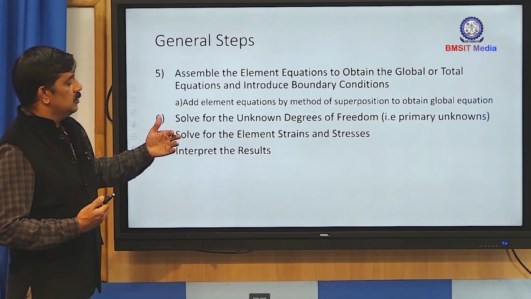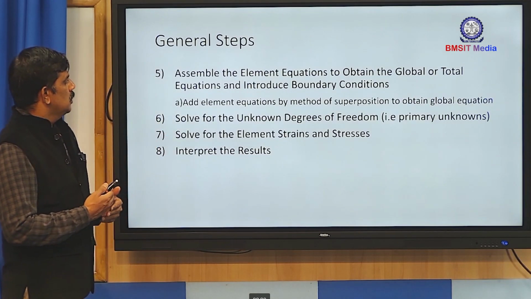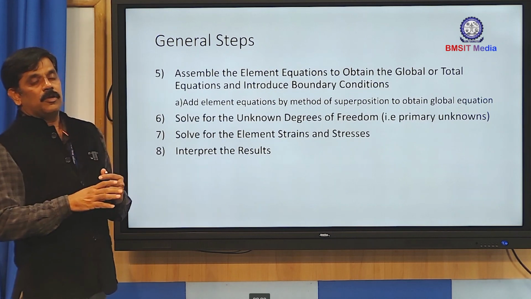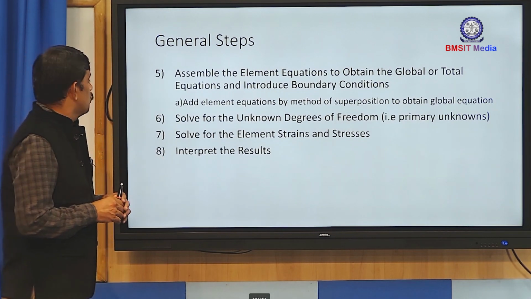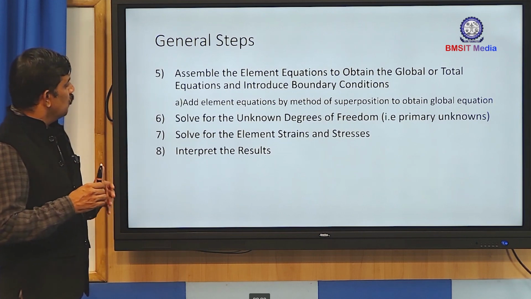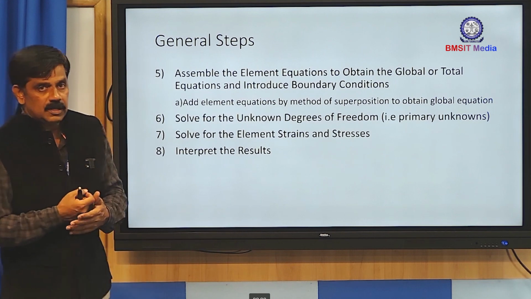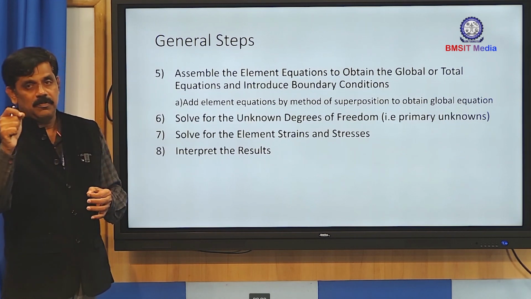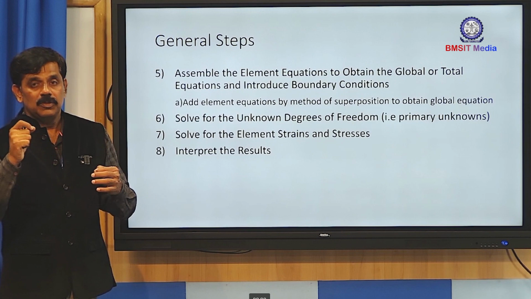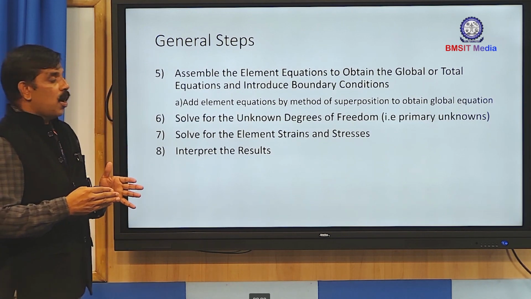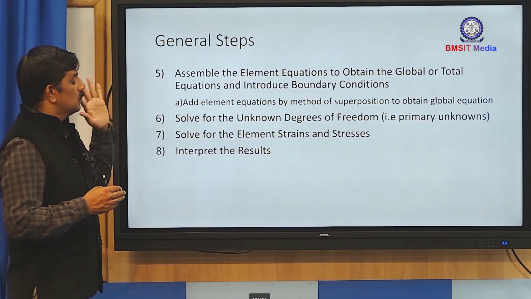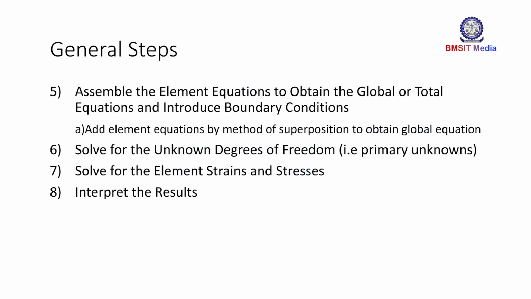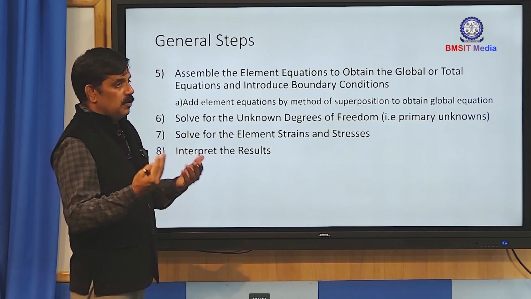You have to assemble the element equations, that is, the element stiffness matrices, the element force vectors, and the element displacement vectors, to get the global equilibrium equation. Then from the global equilibrium equation you have to solve for the unknowns. If you are going for structural analysis, most of the time the unknowns are displacements. Suppose node 1 displacement is u1, node 2 displacement is u2, node 3 displacement is u3. By applying boundary conditions you have to solve for the unknown degrees of freedom, that is nothing but the displacement in the case of structural analysis, the temperature in the case of heat transfer analysis, and in the case of fluid flow, the different fluid parameters.